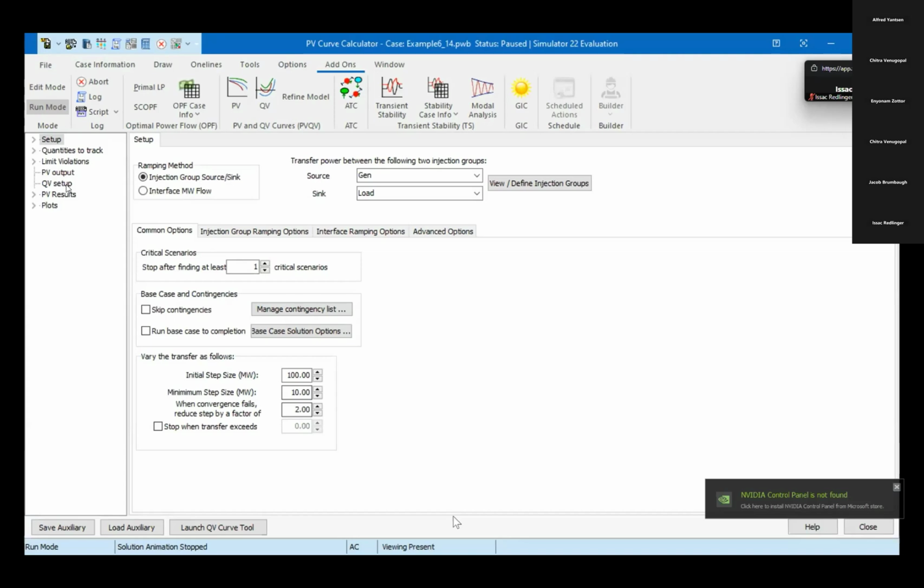Are you looking at the generator side of the bus or the transmission side of the bus? These are the things that we are going to specify if you want to look at the power curve and the voltage curve. Okay, so that is the first step.